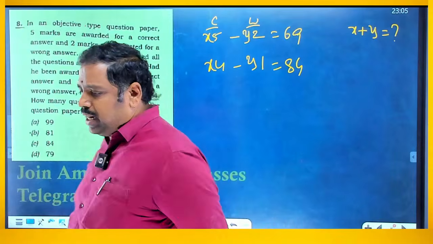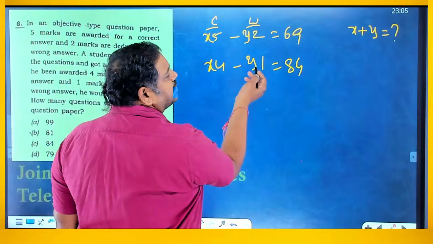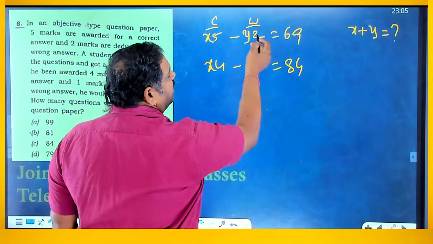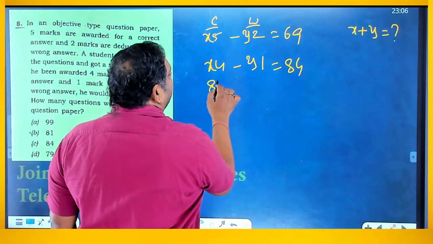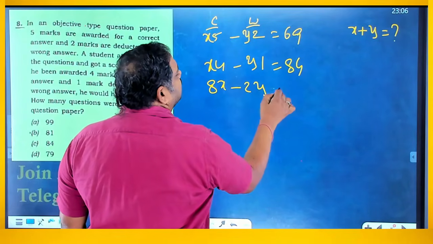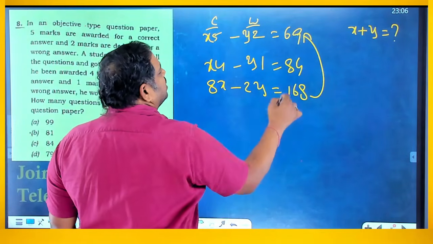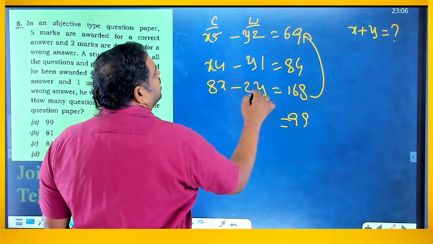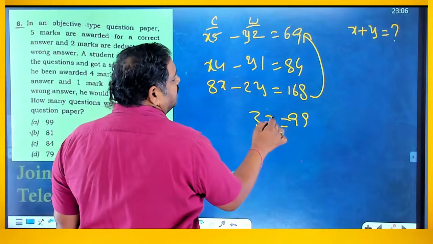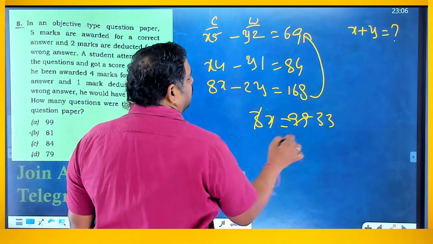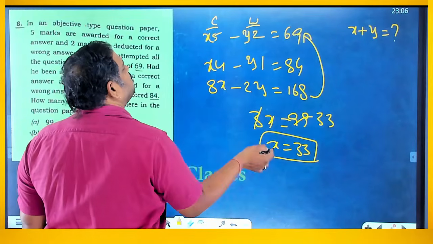Now let us calculate this one. You can calculate either X or Y by eliminating one of them. So this is 2 into Y, this is Y into 1, that's why I'm taking this one. If I double the second equation, 8X minus 2Y is equal to 168. From this I'm subtracting the first. 168 minus 69 is 99. Minus 2Y and minus 2Y cancel, 8X minus 5X is equal to 3X. So 3X equals 99, and X is 33.